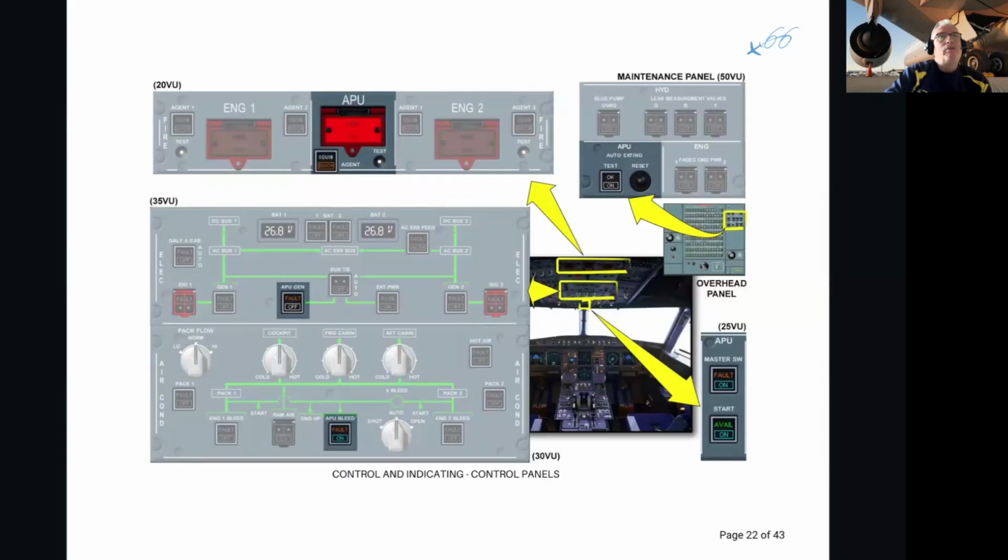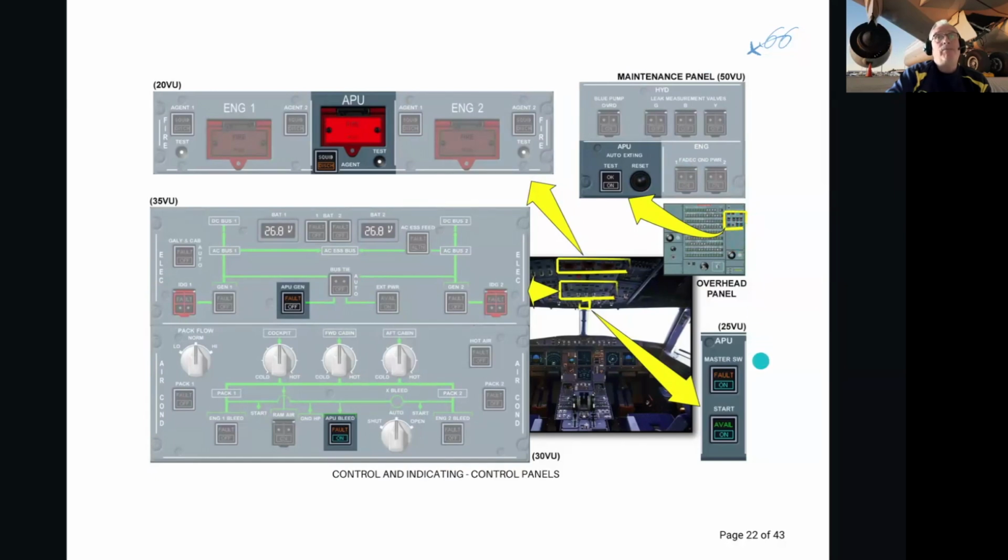Okay, so these are all the controls to do with the APU. We already talked about the APU in an automatic fire extinguishing scenario. Where would this be? It would only be used by maintenance, and therefore it's at the maintenance panel, right at the back of the aircraft. We said pilots don't need it.